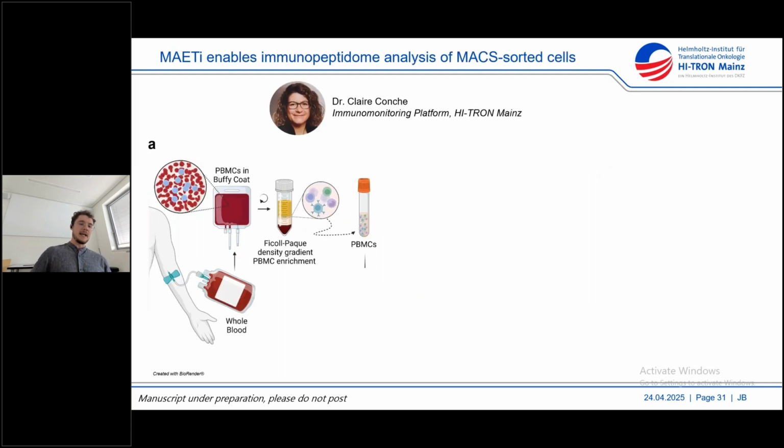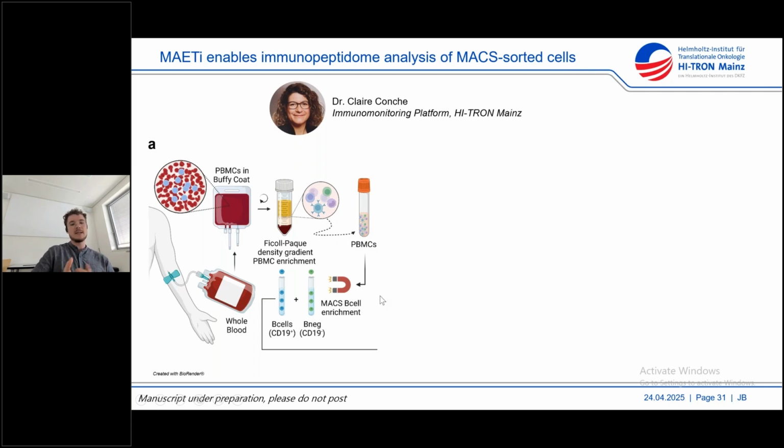Okay, so next, in order to establish some more biological context, we teamed up with Dr. Claire Conch from the immunomonitoring platform in HI-TRON Mainz, and we used PBMCs. It's a readily available source of biomaterial. We purified PBMCs and subjected them to magnetic activated cell sorting, enriching for the B cells.